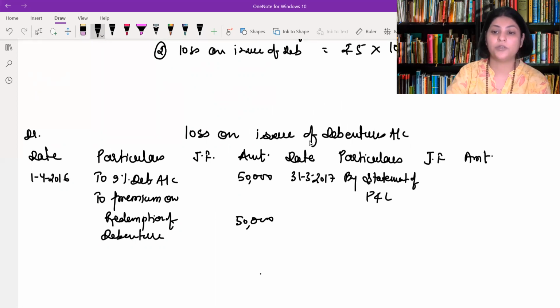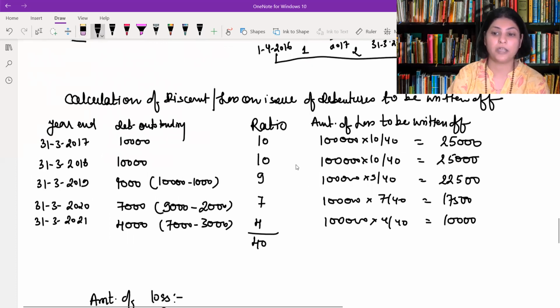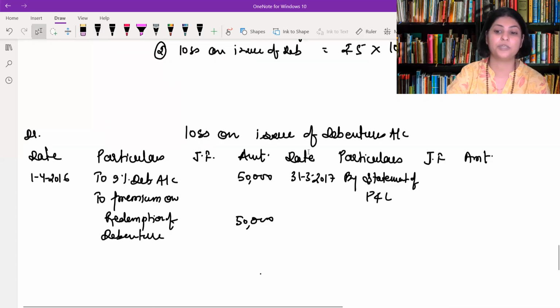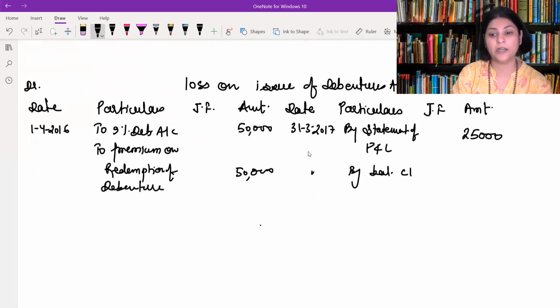And the amount is going to be what we have calculated above over here in this table, which is 25,000. So 25,000 rupees you are going to write off in year 1, in the year of issue. Now the remaining amount will go on the same date as balance. So we'll write over here balance carried down, and the balance carried down will be 1 lakh rupees minus 25,000. So this is going to be 75,000.